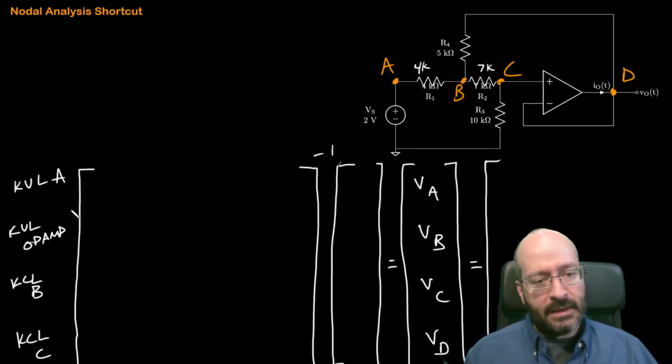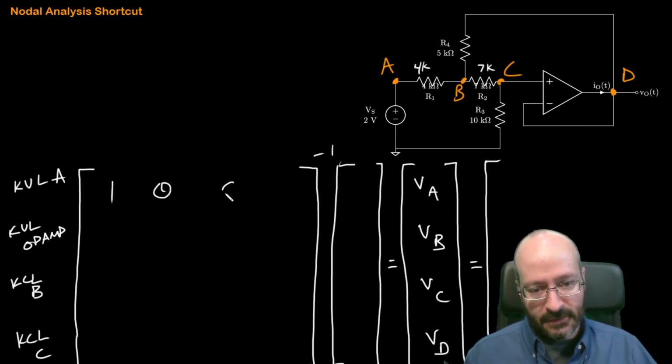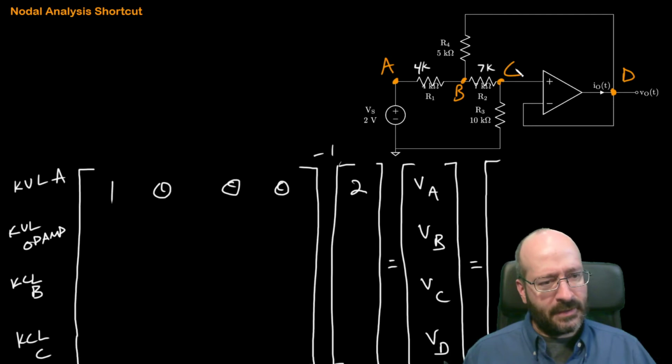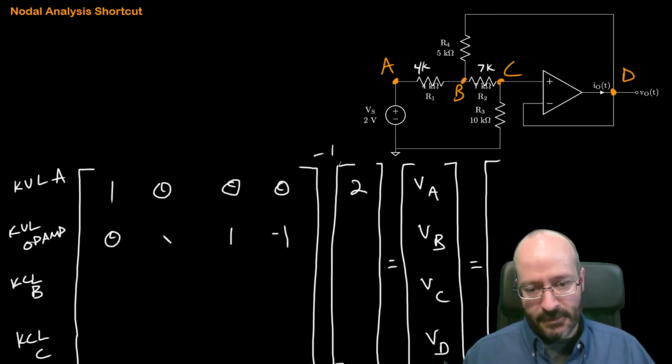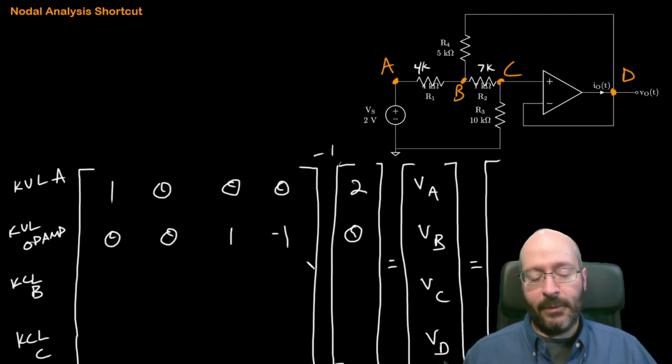Okay, KVL for A. It looks like VA is on the positive side, and ground is the negative side. So everything else is 0, and 2 on that side. KVL for the op amp: it looks like C is on the positive side, so I'm going to have positive 1 there. And D is on the negative side, so I'm going to have negative 1 there. The other 2 are zeros, and the right-hand side for that one is always 0.